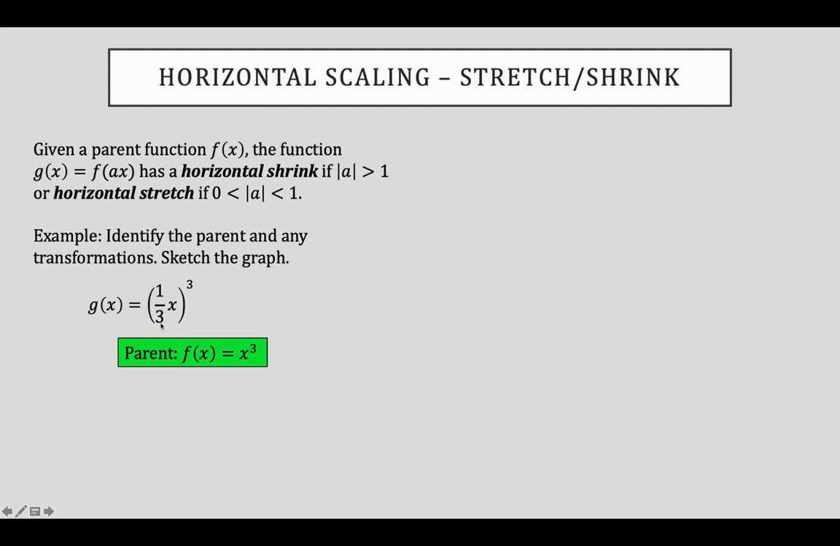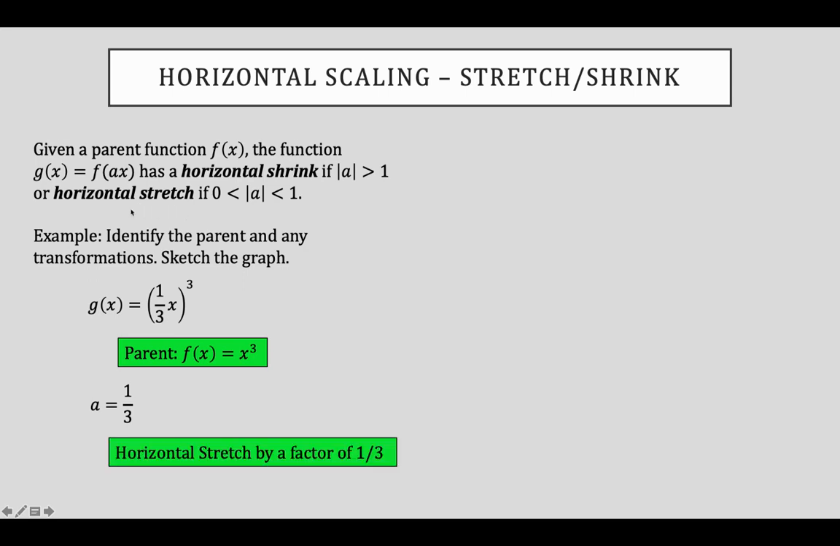Well, inside of the parentheses, I have a constant multiple of 1/3 connected to this x. I have some constant multiple a times x. Well, what's the constant multiple that's in front of the x? In this case, a is equal to 1/3. Because the absolute value of a is between 0 and 1, this is going to generate a horizontal stretch. A horizontal stretch by a factor of 1/3.